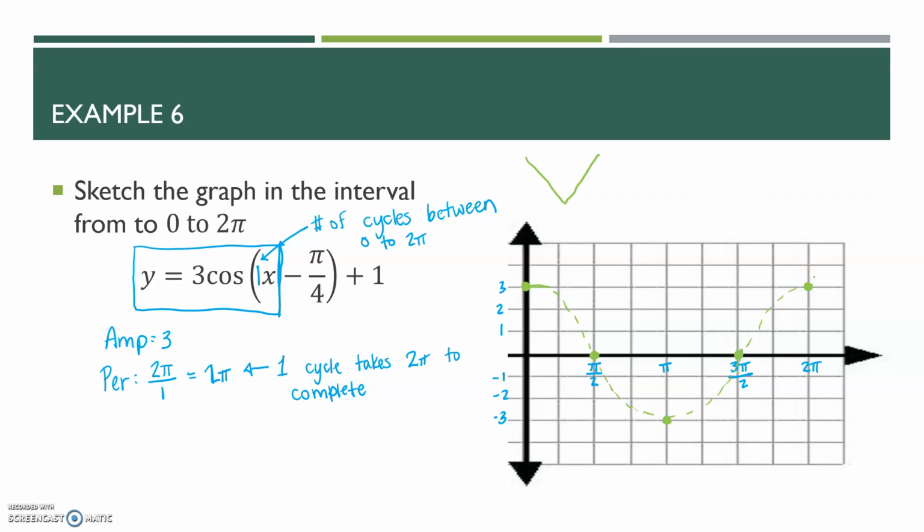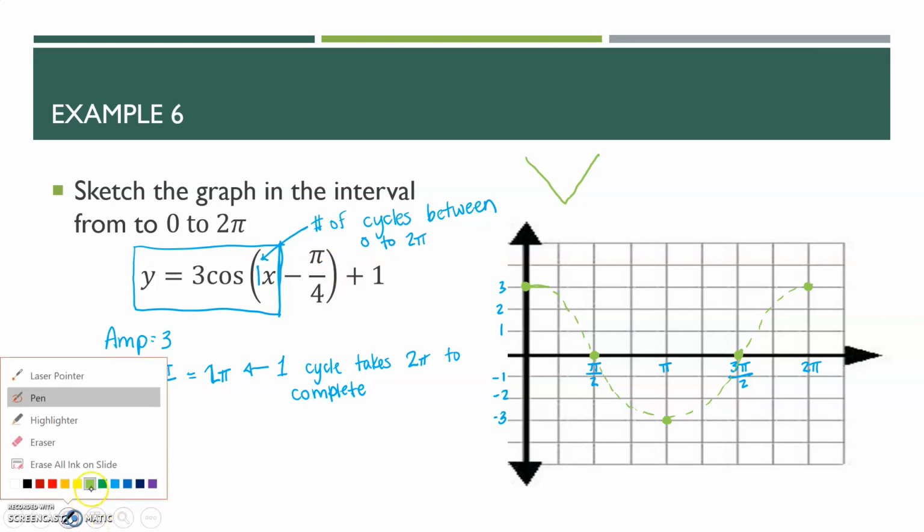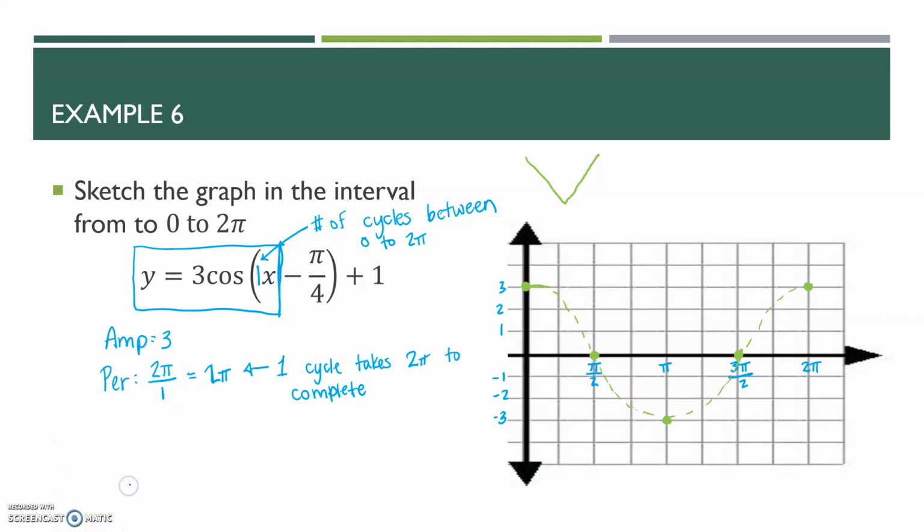There we go. And the reason I made that dotted is because I have a couple of shifting things to do. So let's see. Let's actually change that. Okay. So this shift right here, it's in the parentheses, so it's a phase shift, which means it shifts horizontally. So we do the opposite sign. So this means we're going to move right pi over 4. This one is outside, so that means we're going to keep the sign and it's going to be up 1.